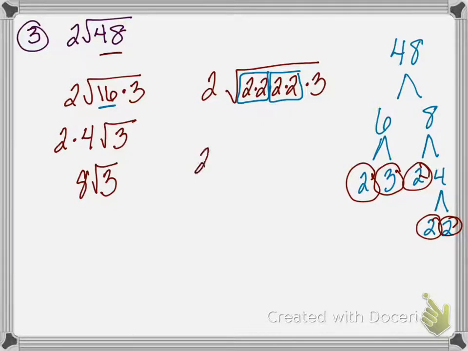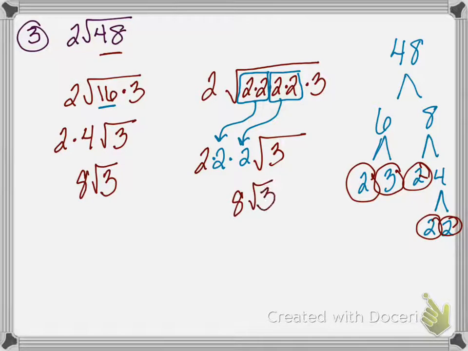So I already have a 2 on the outside. This set of 2 produces a 2, and this set of 2 produces a 2. And then I'm left with a 3 on the inside. So if you can't see that 48 is 16 times 3, you can do the prime factorization, and once you have a set of 2 numbers, you can pull those out. So 2 times 2 times 2 is 8, and we get 8 on the square root of 3. And so either method is 100% correct.